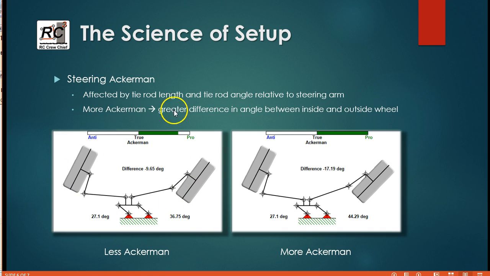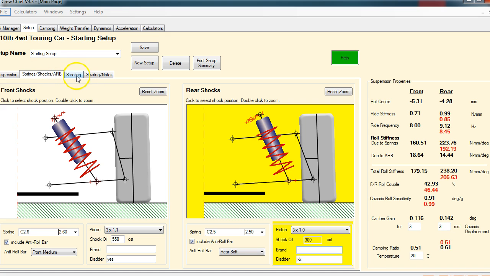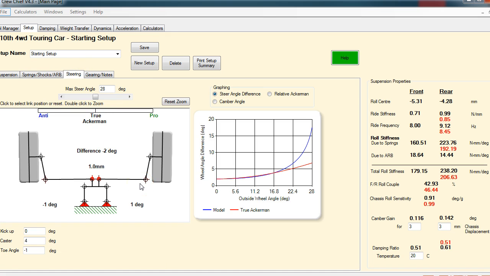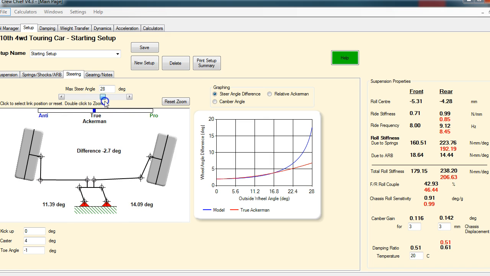It's affected by your tie rod length and the angles between the tie rod and the steering linkage. More Ackerman, you've got a greater difference between the inside and outside wheel. Less Ackerman, a lesser difference. So in our steering simulation here, you can drag this around and see what our actual differences are. We can actually graph them as well.